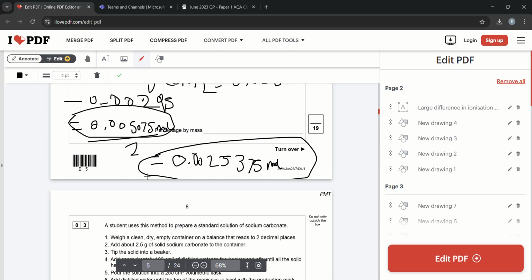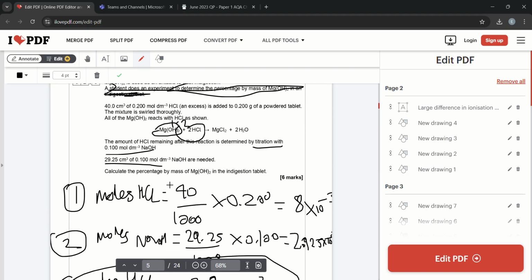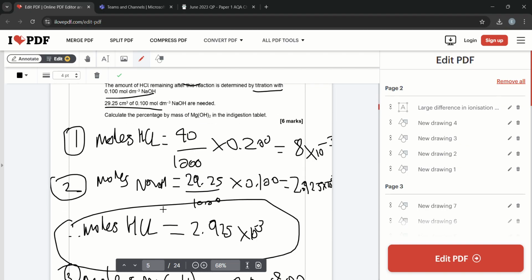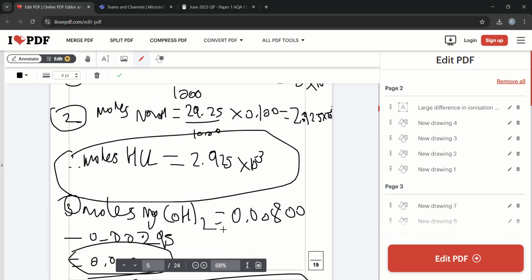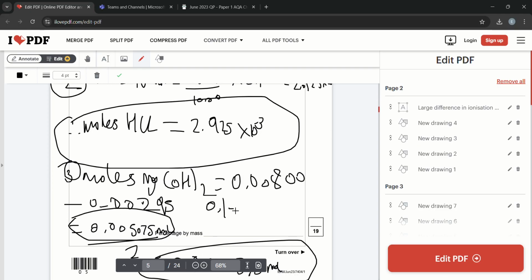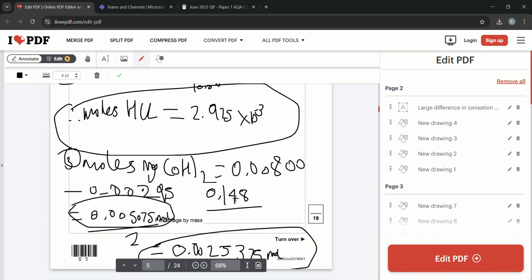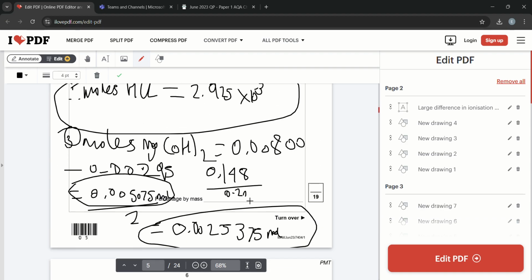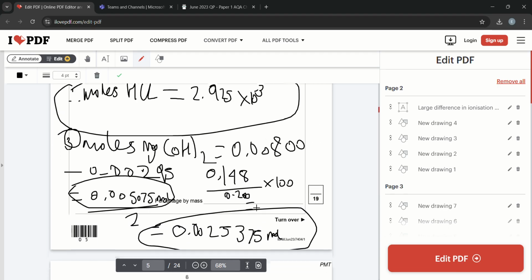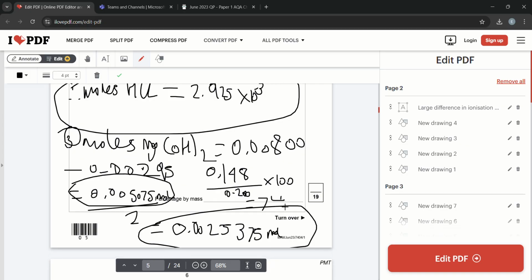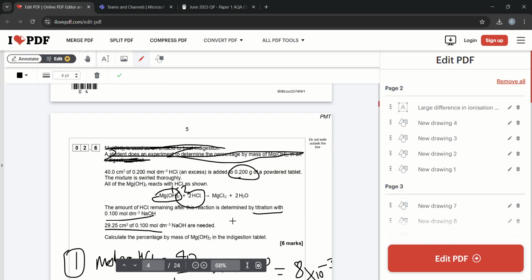Moles is mass over Mr, so mass is going to be moles times Mr of magnesium hydroxide. That will give us the mass as 0.148, divided by the total mass, which is 0.200 grams of the powder tablet, times 100, and that will give me three significant figures, 74.0%, and that's the end of question 2.